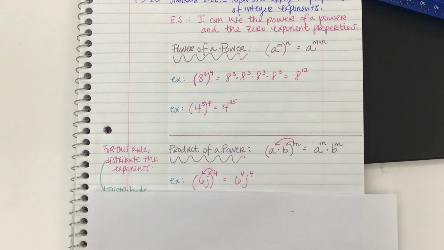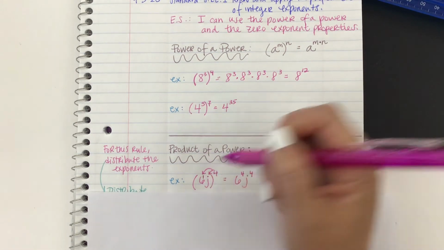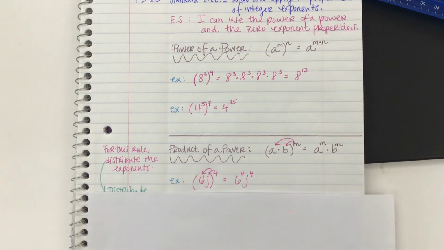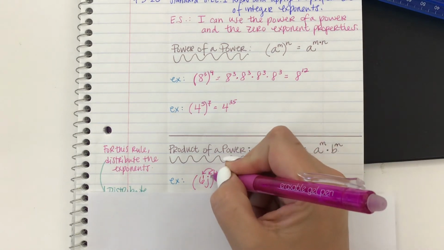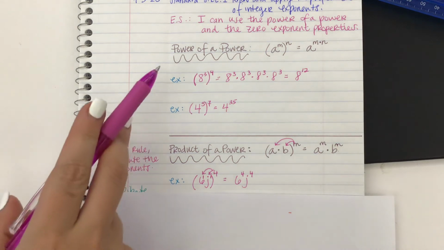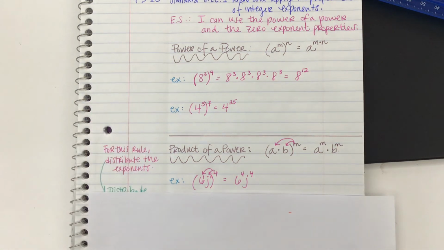All right, so here's our first example. We have 6j in parentheses to the power of 4, okay? 6 is a different base, j is a different base. If I ask you, what is the exponent on this 6? Well, you will tell me it's 1, because when there is no seen exponent, the exponent is 1. Same here for the j. And then we use our rule that we learned up here to solve this. When I distribute, I put a 4 here. 1 times 4 is 4. When I distribute, 1 times 4 is 4.